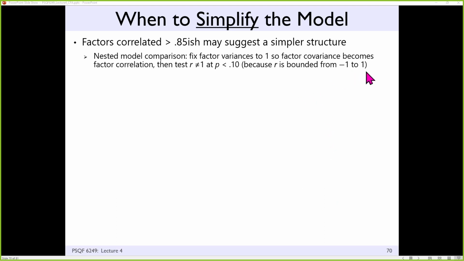All right, when to simplify. So in the textbook, he pulls a number just out of the air. 0.85-ish would be when you might say, is this really two things? And I don't know that there's a whole lot of literature on that, but yeah, if you start to see really high correlations, it might be reasonable to test one factor instead of two.